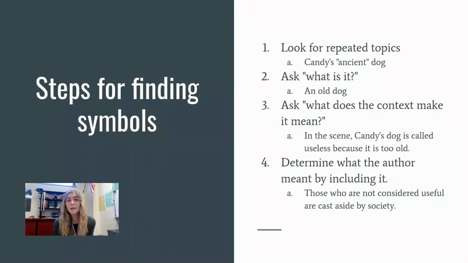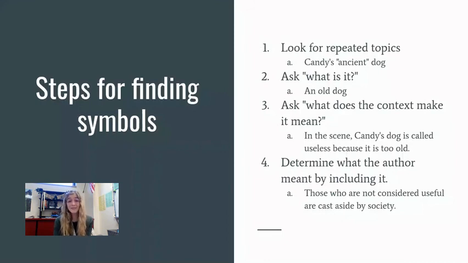We think about the people in the novel. Are they considered useful? Are they cast aside by society? Those who are not considered useful are cast aside by society. So we see some outcast people. Even Candy himself is not really considered useful because he's only got one hand and he's so old that he can't go out and buck barley with the rest of the young men. So is he useful or is he cast aside?